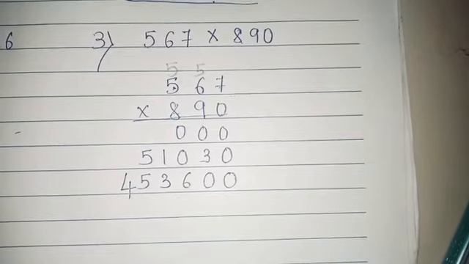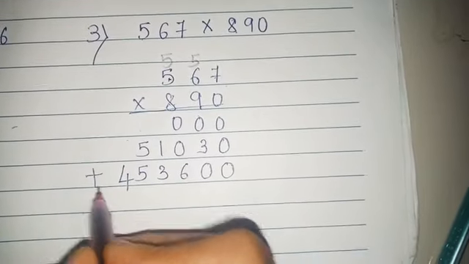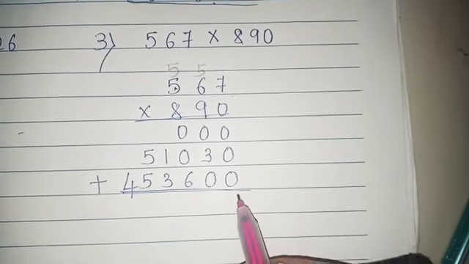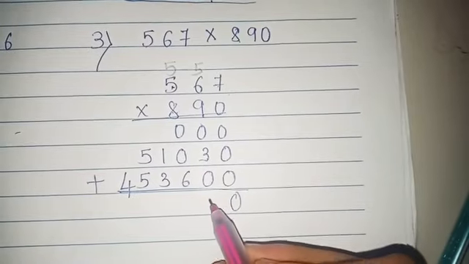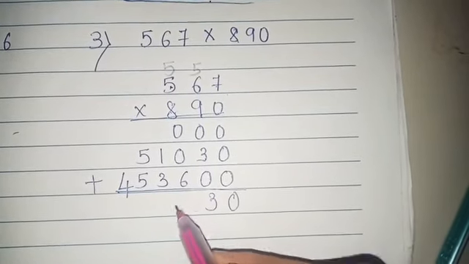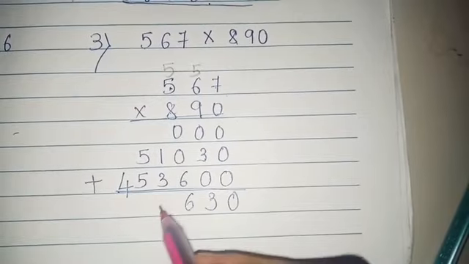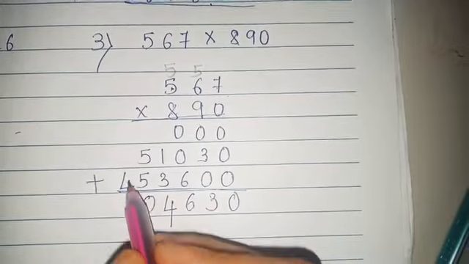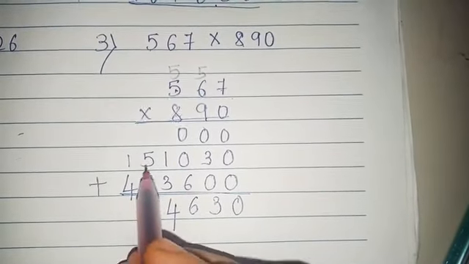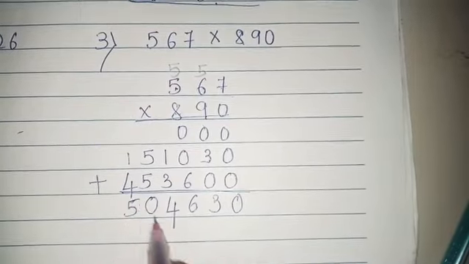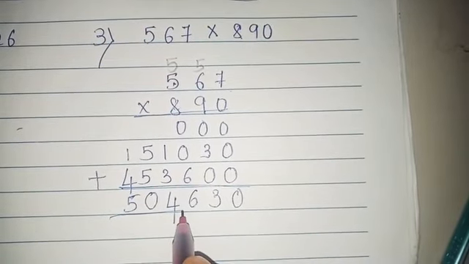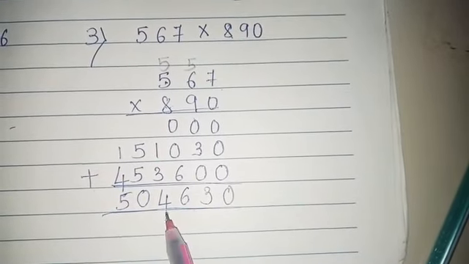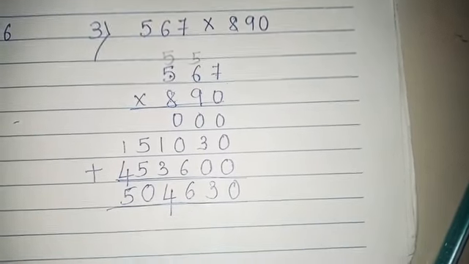So now we will add them. 0. 3 plus 0 will be 3 only. Again 6. 1 plus 3 is 4. 5 plus 5 is 10. So 0 will come here and carry forward 1. Now 1 plus 4 is 5, right? So we get 5,04,630. Understood everyone?